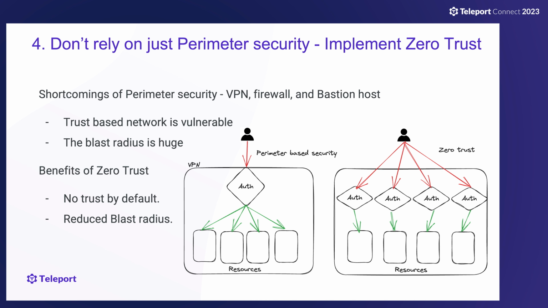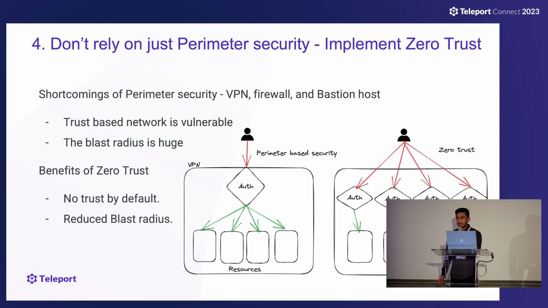Don't rely on just perimeter security. Implement zero trust. Before going into the details, I'll explain what perimeter security is. Anything that trusts a user based on just checking if the user is inside the boundary network or not is perimeter security. Tools like VPN, firewall, and bastion hosts come under the perimeter security umbrella.